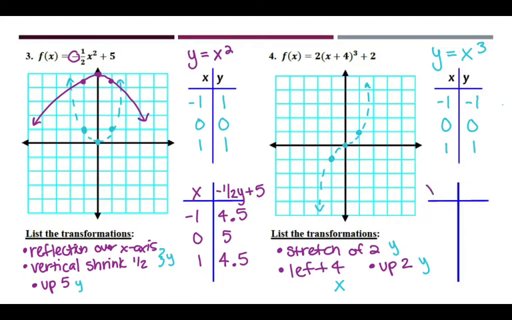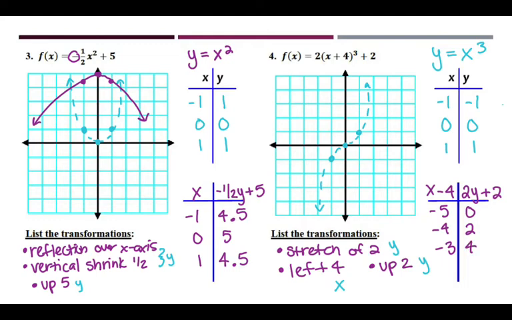Since I am moving to the left, I'm going to take all of these x's and subtract 4. For my y's, I have a stretch of 2, which means I'm multiplying by 2 and adding 2 because I'm moving up 2. So for my x's, -1 minus 4 is -5, 0 minus 4 is -4, 1 minus 4 is -3. For my y's, 2 times -1 is -2 plus 2 is 0, 0 times 2 plus 2 is 2. 1 times 2 plus 2 is 4.